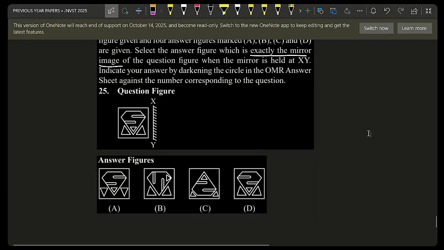Yes, mirror image of this. You can clearly see that this line here it is matched. This line here it is matched. So I'm going with option D. D is the correct mirror image. Next question.